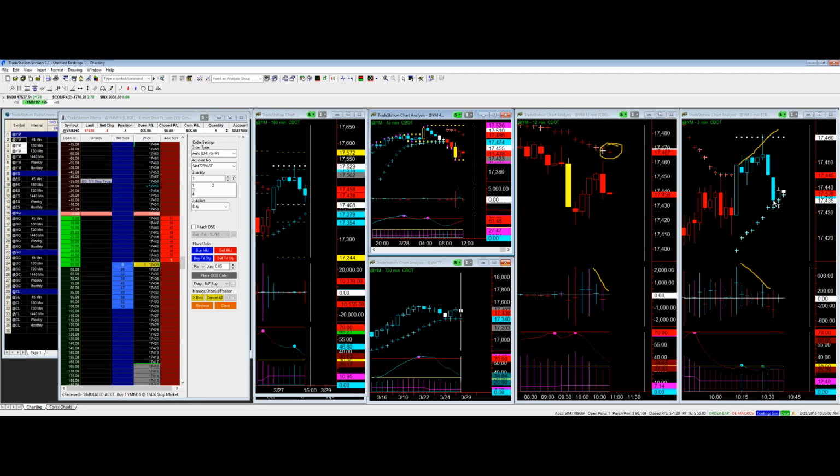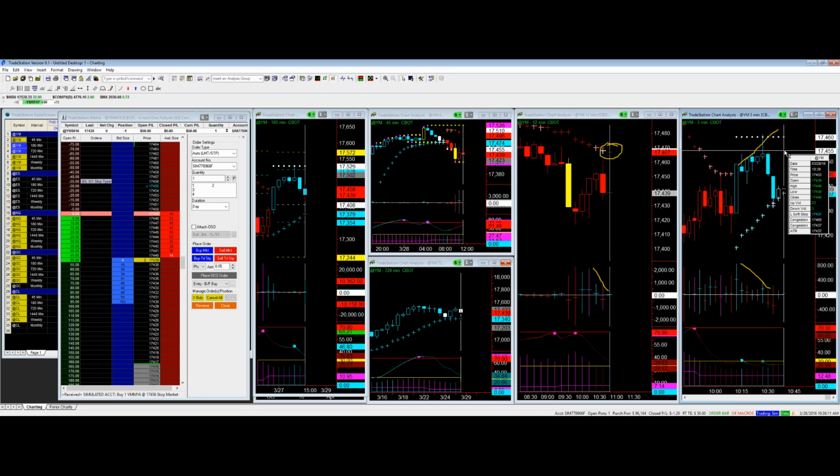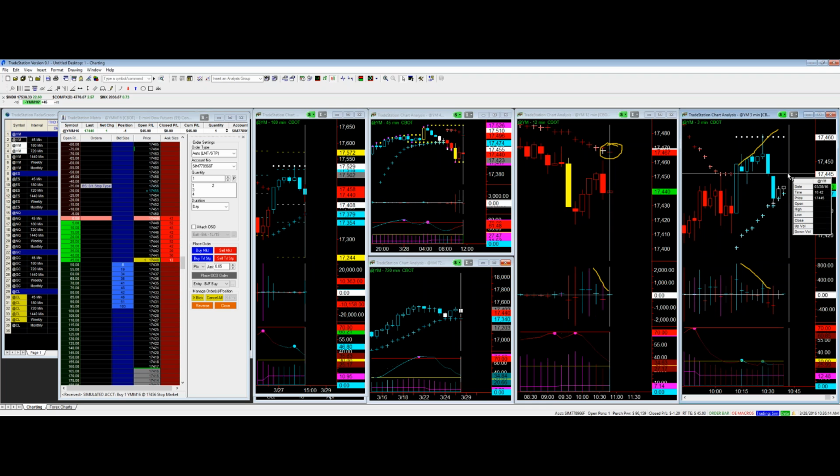We may get a little bounce right here at the ATR, okay? That's the reason I've got my stop setting up here at 455 instead of 445. It's to allocate for that little bounce.